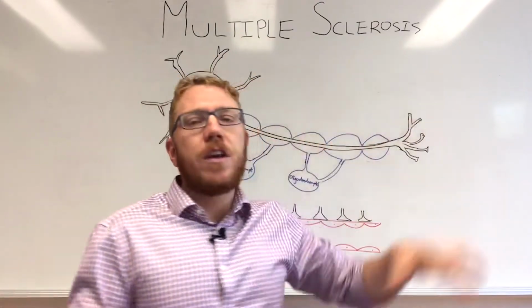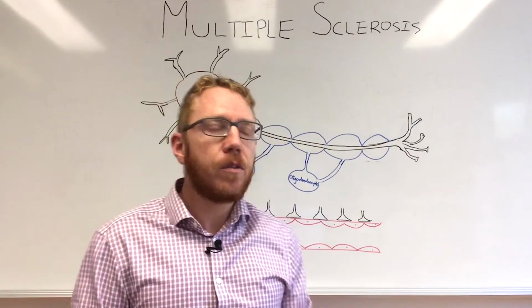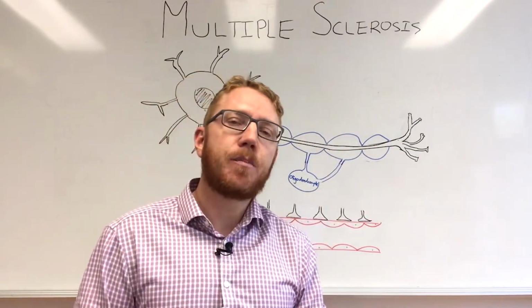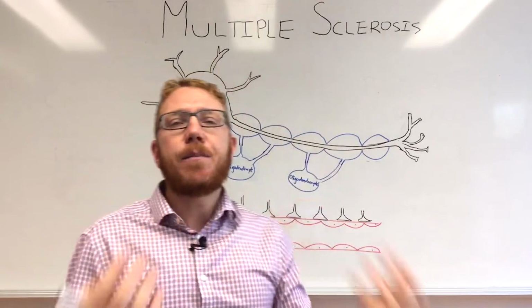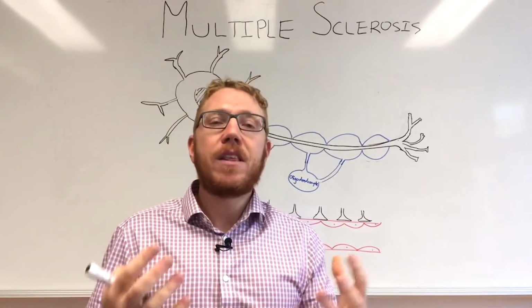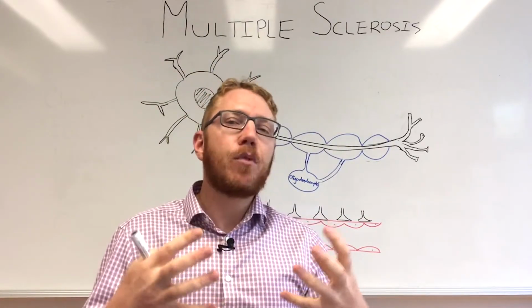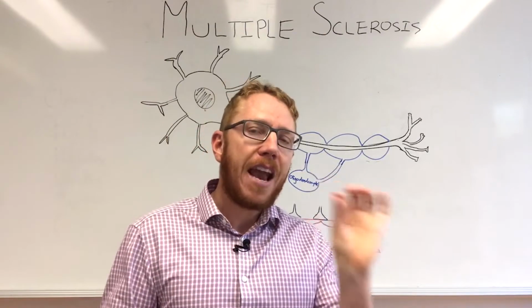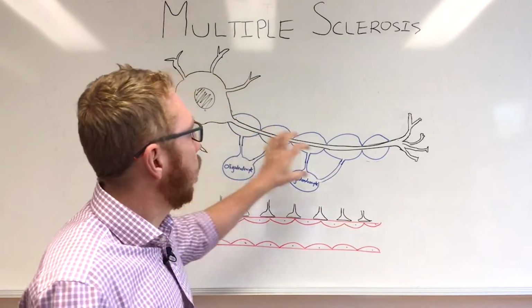So sclerosis, you may have heard with atherosclerosis. Sclerosis specifically means plaque. Multiple meaning many. So these plaques are within the central nervous system, so these are within the brain and spinal cord. The tissue that is affected is what we call the myelin.